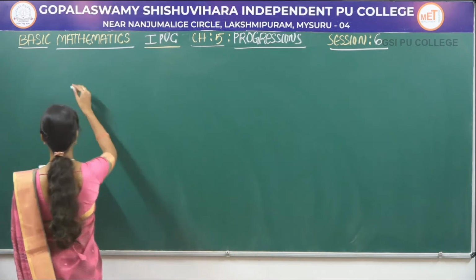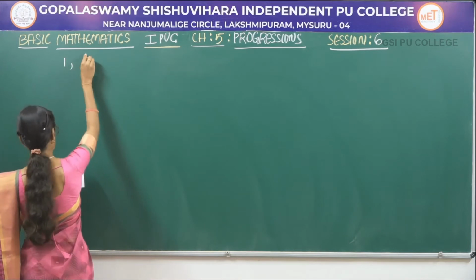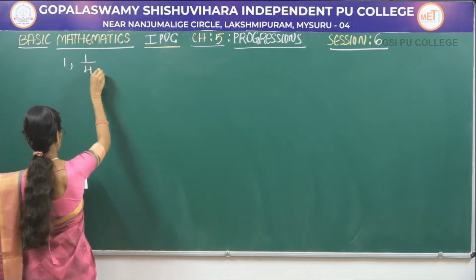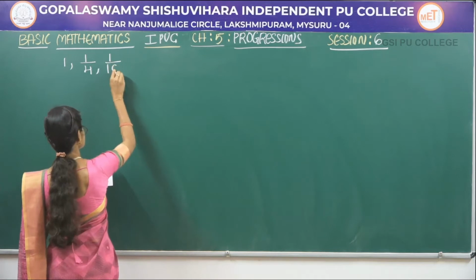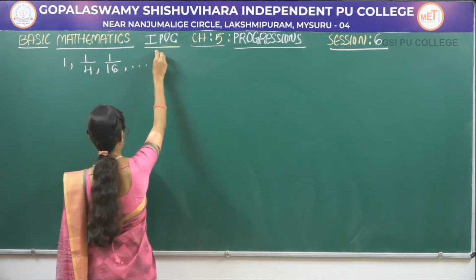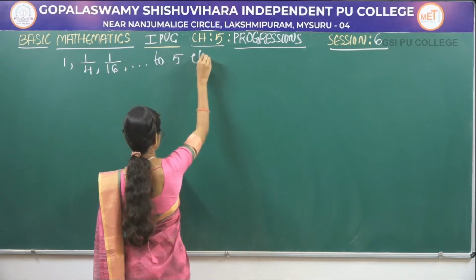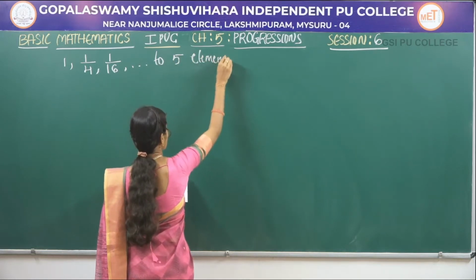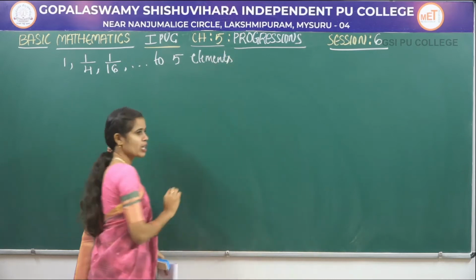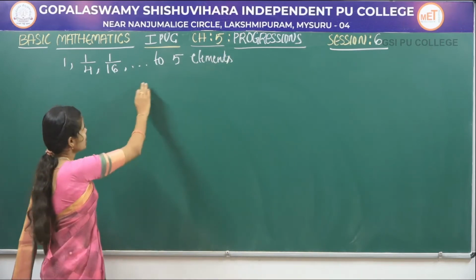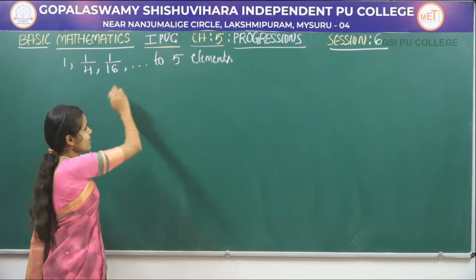So first question, 1, 1 by 4, 1 by 16, etc. up to 5 elements. So here we want to find out the sum of the first 5 elements of the given sequence.